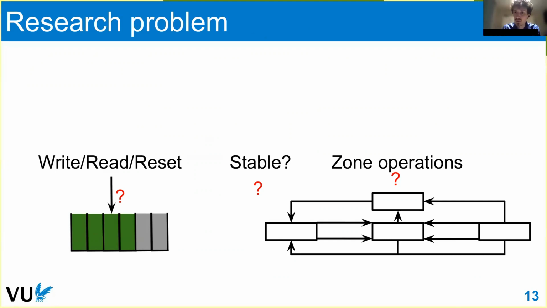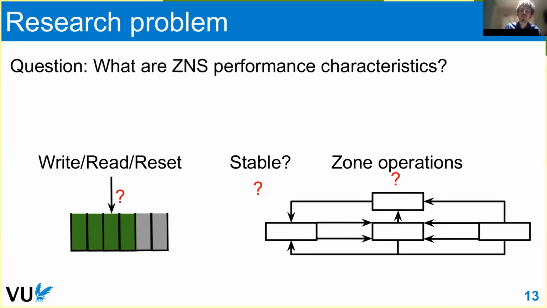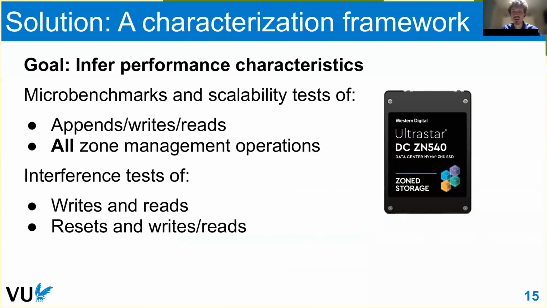We don't know. What are the zone operation costs? What are all these state diagrams? What are the transition costs? We simply don't know. There's a real problem here. What are the ZNS performance characteristics? We intended to find out.